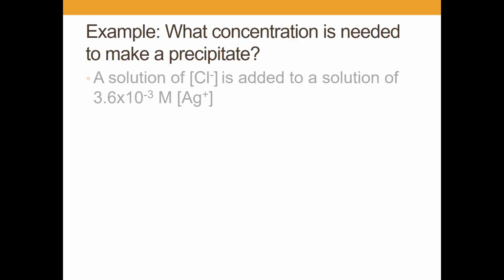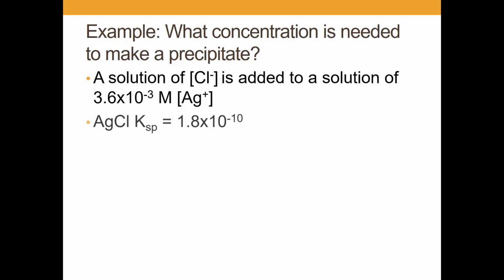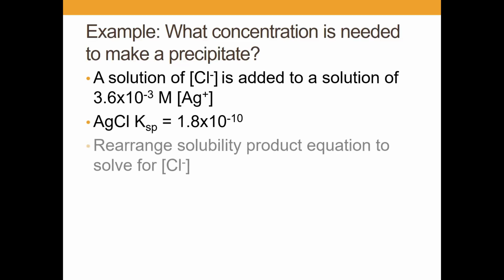All right. So here's one where it's kind of the flip side, where we're given a condition we want to make a precipitate. We have a solution of chlorine ions added to a solution of silver ions. There's the KSP of silver chloride. And we want to figure out what is the concentration of chlorine needed in order to create a precipitate.